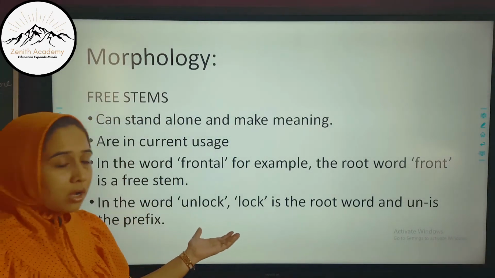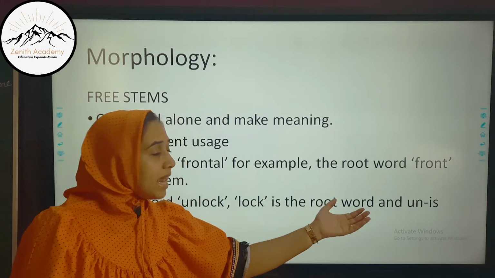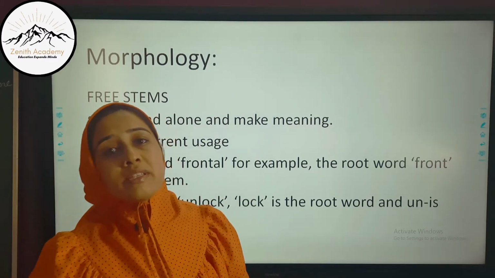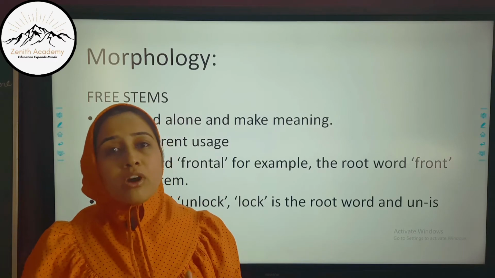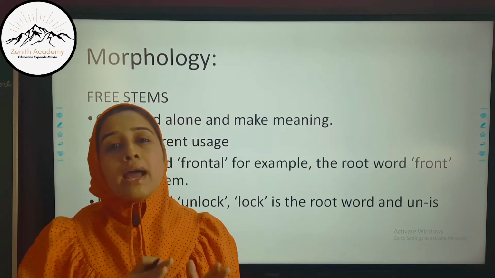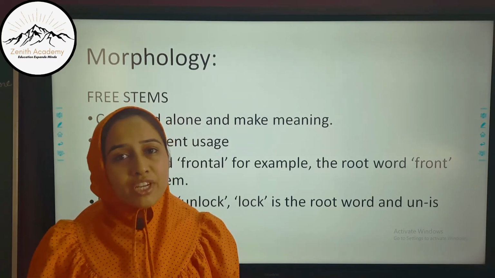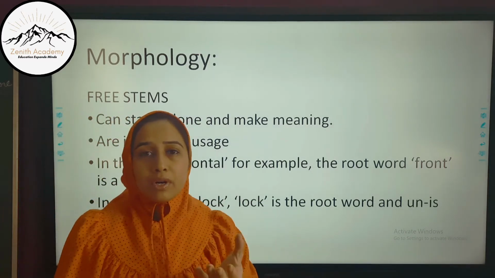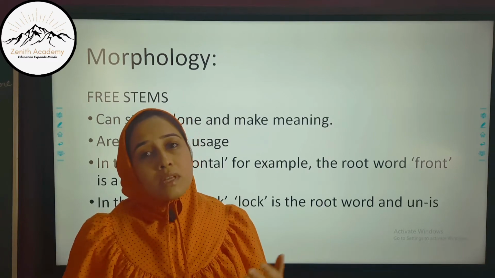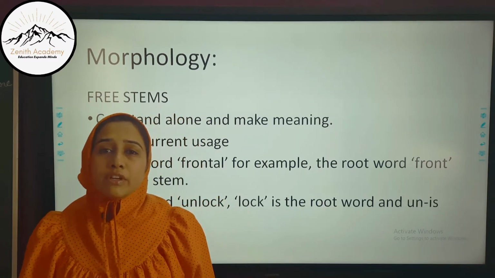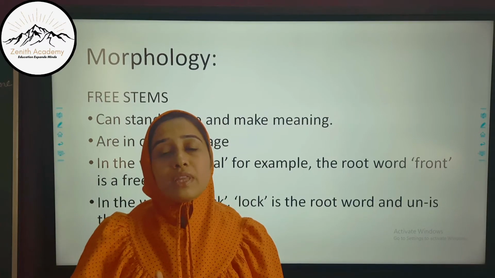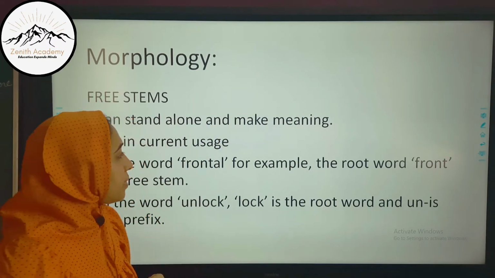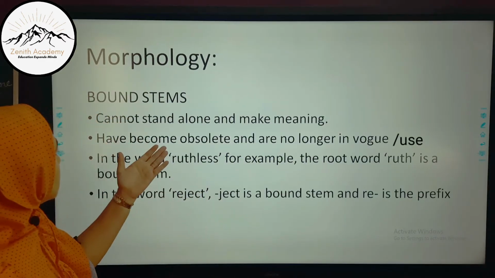In the word unlock, lock is the root word and un is the prefix added. When you add this prefix un, it makes the opposite of the word lock. Lock and unlock, these two are antonyms of each other. But without the prefix also, lock is a word, a noun. So these words which make individual meaning and are still in use without the suffix and prefix are called free stem root words. Let's move to bound stem root words.